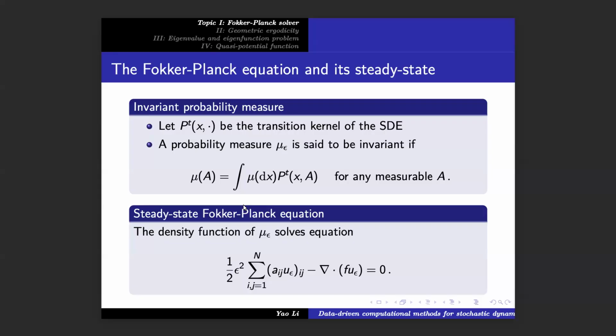Okay. And then there are lots of results about when you have an invariant probability measure, how fast you have the convergence, and how the invariant measure concentrates.